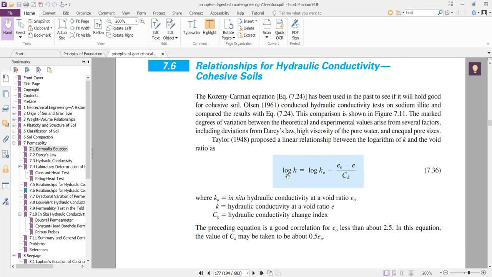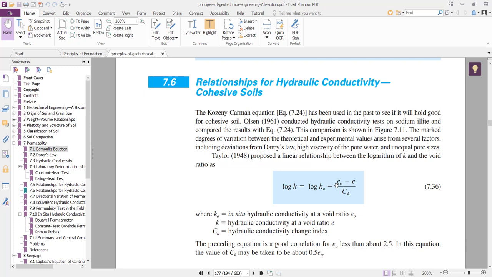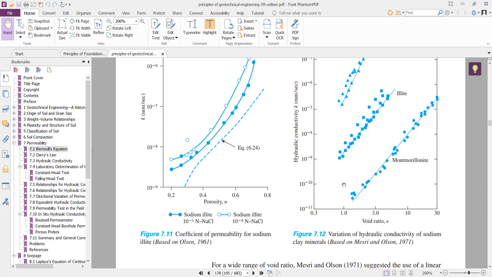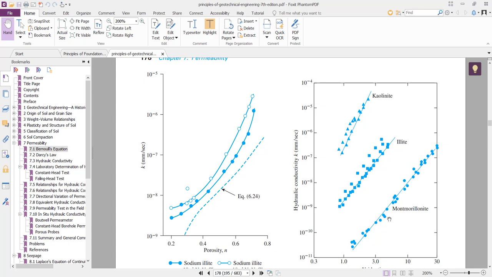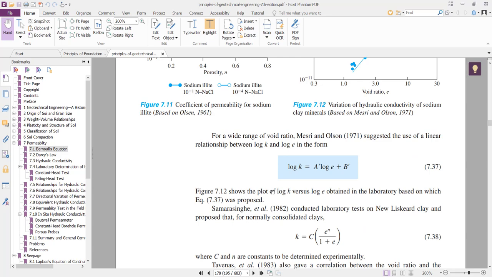There are relations for the cohesive soil, for the clay soil, and it depends on the void ratio. So you can just use them for calculating this, and depending on the void ratio, we can calculate our clay. So this is montmorillonite or illite or kaolinite. This is the type of mineral inside the clay, and depending on the mineral inside the clay, we can get the coefficient of permeability, or depending on the porosity here, we can get the coefficient of permeability. So there are different ways to do this.